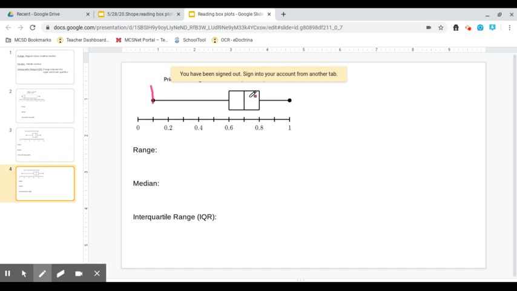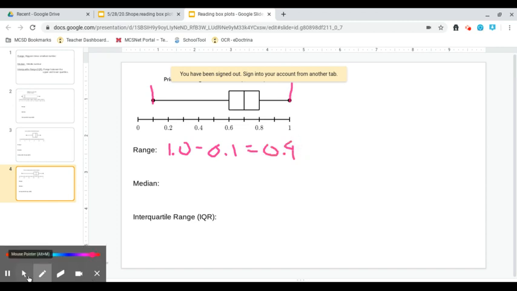Anyways, my range is 1 minus 0.1 is 0.9. Okay, my median is the middle, which is right there. It's the line in the middle. That is 0.6, 0.7.